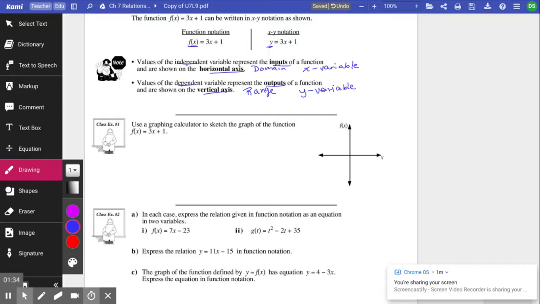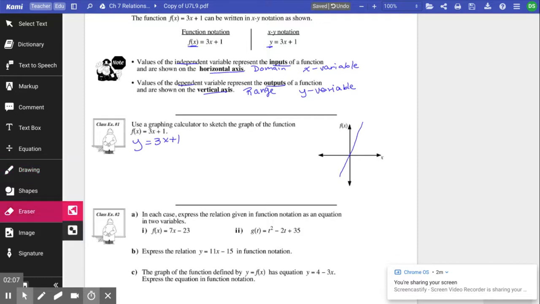So when it says use a graphing calculator to sketch the graph, we're just going to use our calculator to go y equals 3x plus 1. You're literally going to take your calculator and go into y1 and type that information in there, 3x plus 1. You're going to hit graph. Hopefully your windows are normal. If they're not, remember to hit zoom 6. And your graph will look something like this.